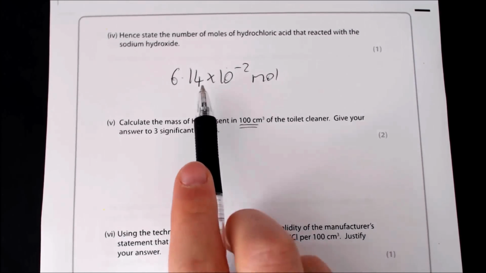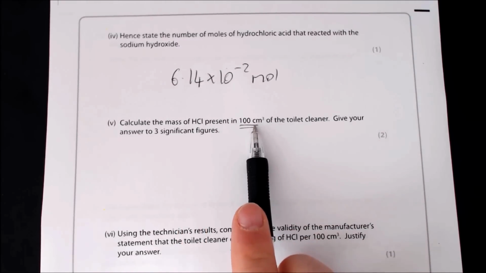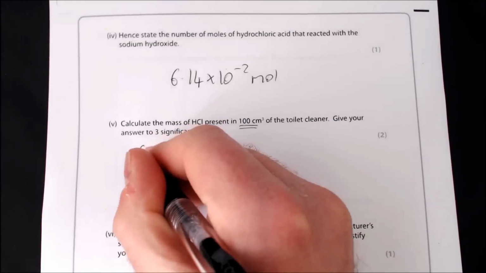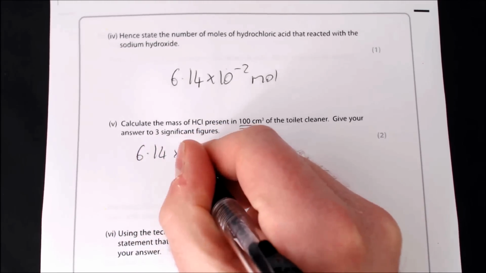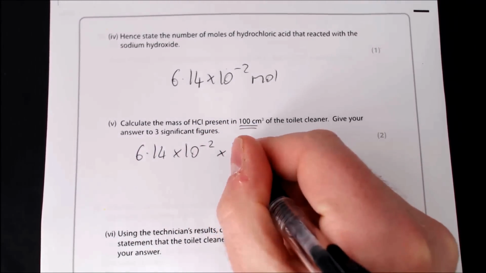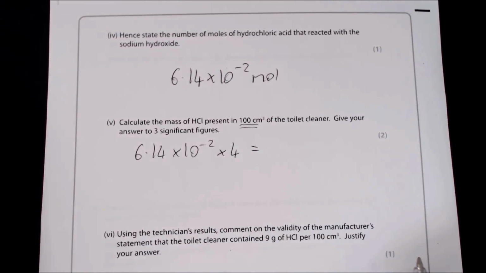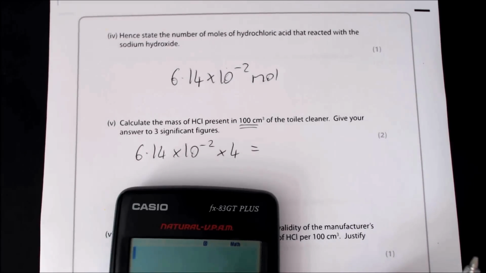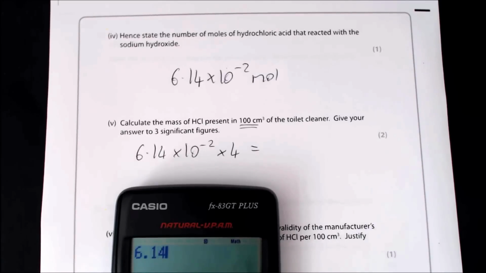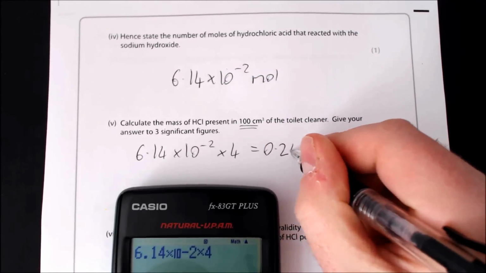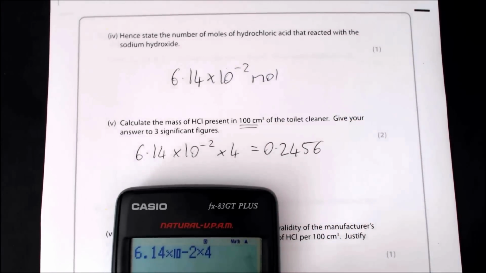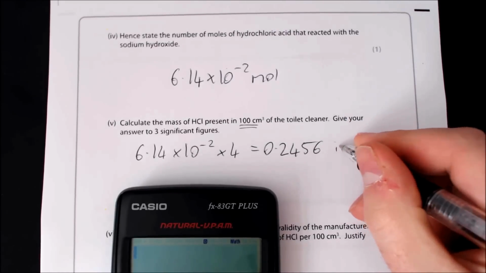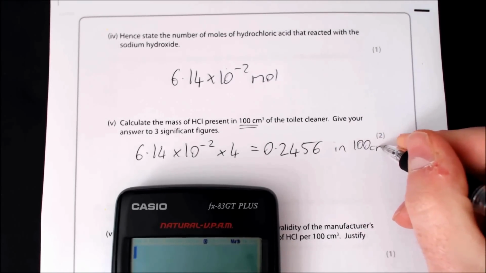So what we must do is take the number of moles that we worked out here and multiply that by 4 first. So we're going to put 6.14 times 10 to the minus 2, multiply that by 4. This allows us to work out the number of moles in 100 centimeters cubed. So 6.14 times 10 to the minus 2 times 4, and that's going to get us 0.2456. There you go, so that's the number of moles in 100 centimeters cubed.